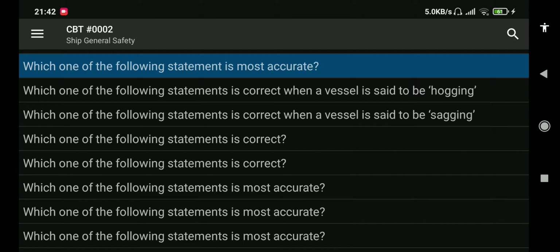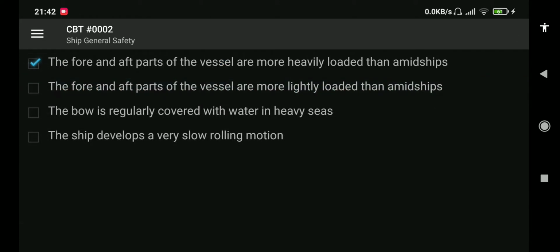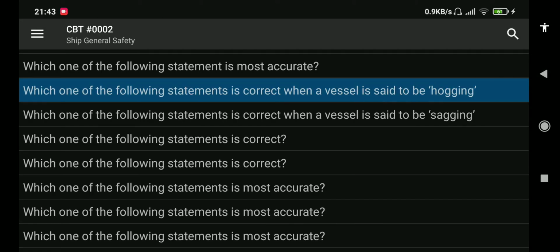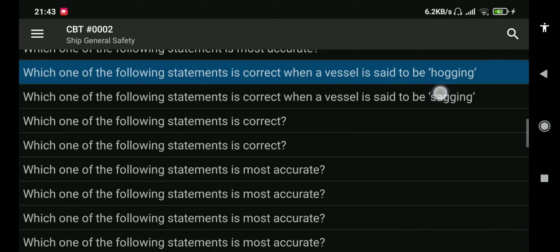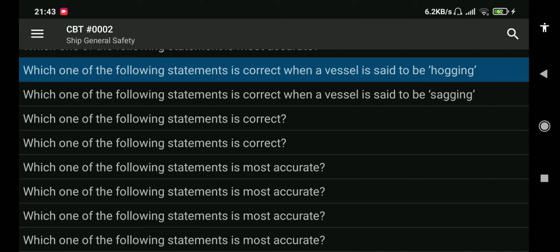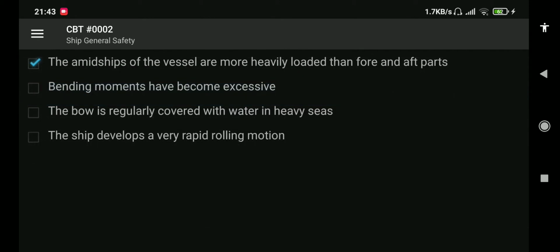Which of the following statements is correct when a vessel is said to be hogging? So, hogging is the question. The forward and aft drafts of the vessel are more heavily loaded than amidships, so it is called hogging. Which of the following statements is correct when a vessel is said to be sagging? The amidships of the vessel are more heavily loaded than the forward and aft parts. Okay, that's the sagging.